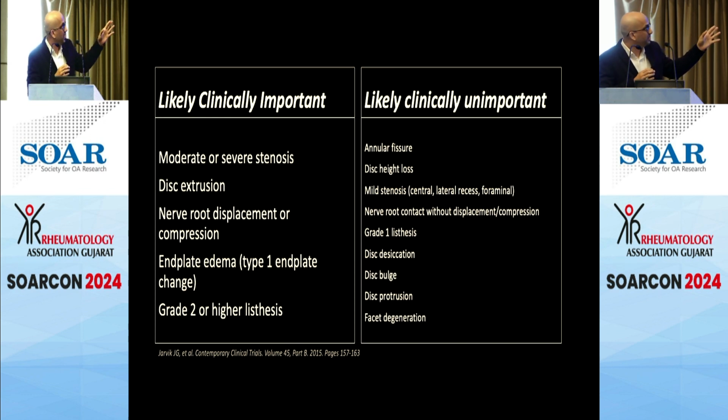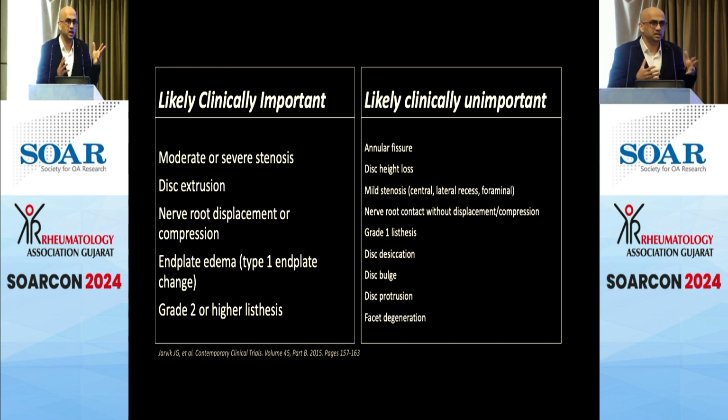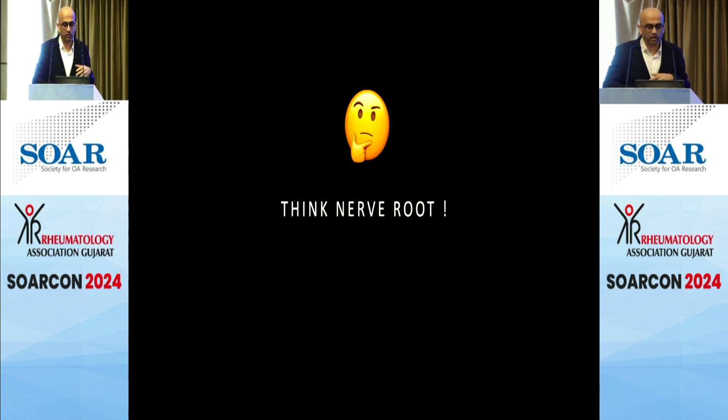The findings on the left side can be more clinically important: moderate to severe stenosis, disc extrusion, nerve root displacement or compression, end plate edemas that we talked about, or higher grade listhesis. But many of the other changes that we saw may not be clinically important for a person.